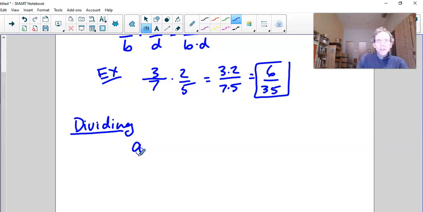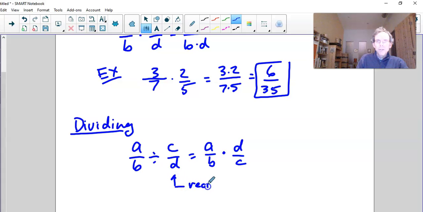So generically, if you have a over b divided by c over d, what do you do? You may remember that you leave the first fraction alone and you switch to multiplication of the reciprocal of the second fraction. So this is the flip. You flip the fraction over. So c over d, its reciprocal is d over c.